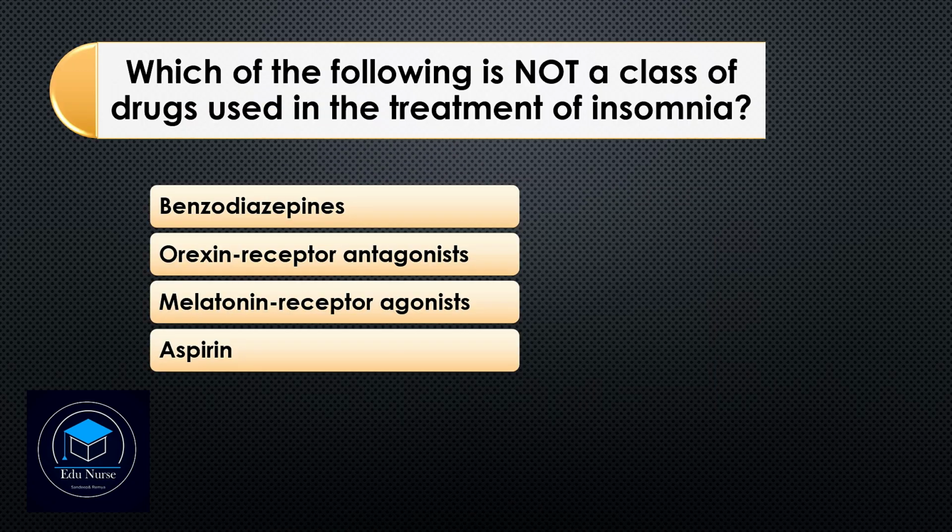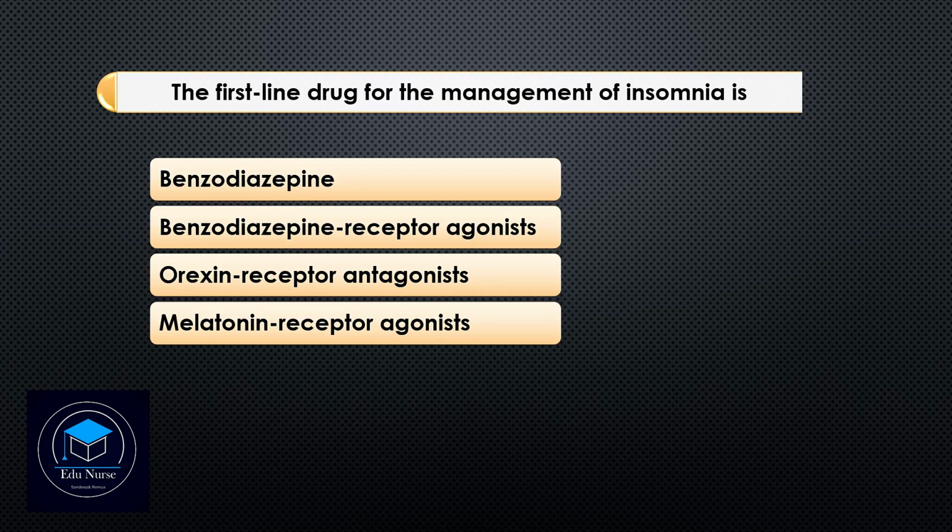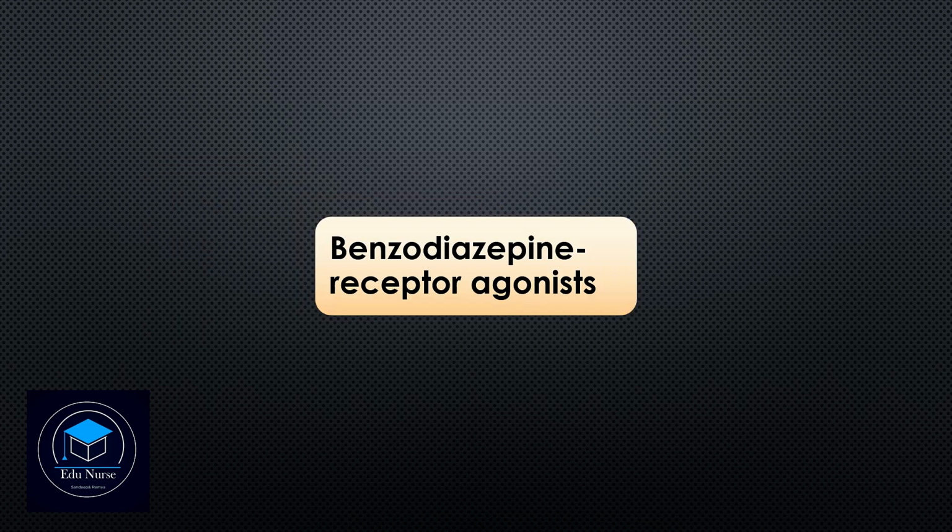The next question is, which of the following is not a class of drugs used in the treatment of insomnia? And the options are benzodiazepines, orexin receptor antagonists, melatonin receptor agonists, aspirin. The answer is aspirin. The next question is, the first line drug for the management of insomnia is, and the options are benzodiazepine, benzodiazepine receptor agonists, orexin receptor antagonists, melatonin receptor agonists. And the answer is benzodiazepine receptor agonists.